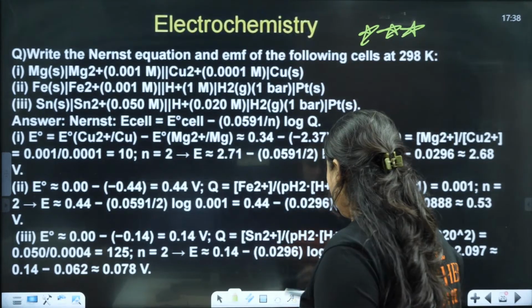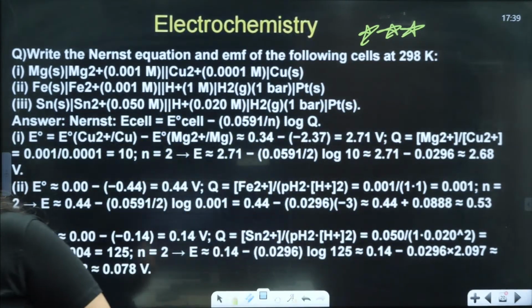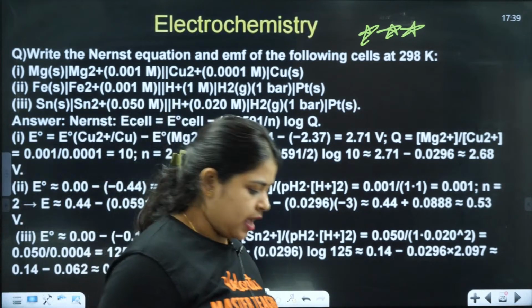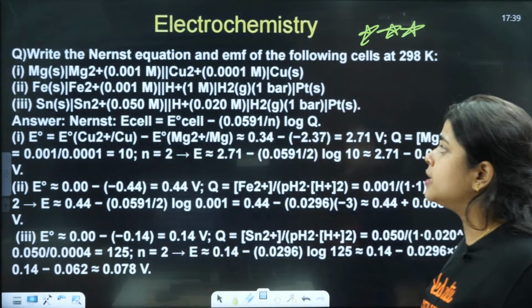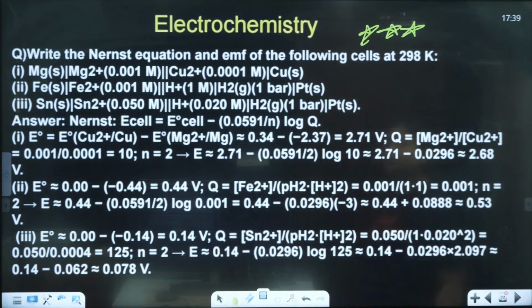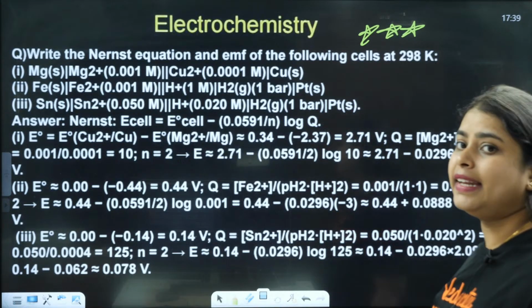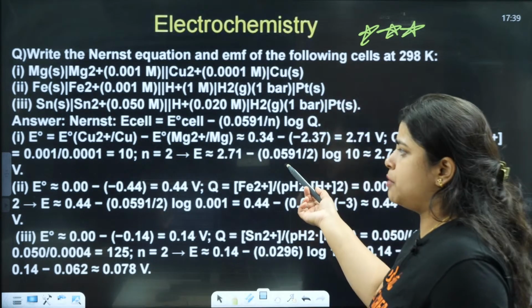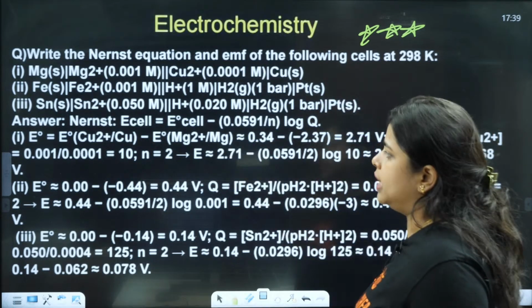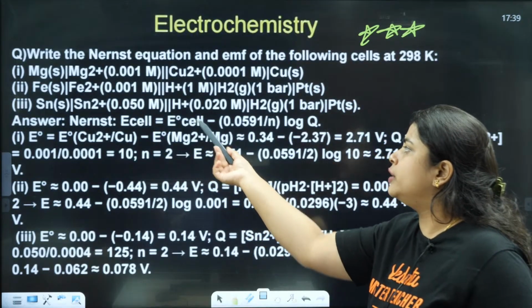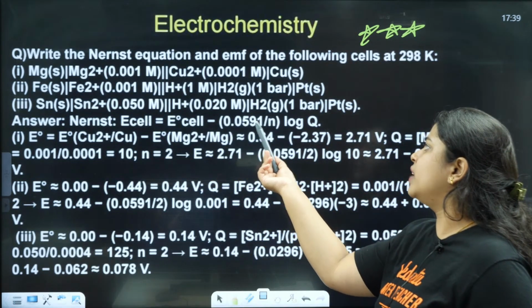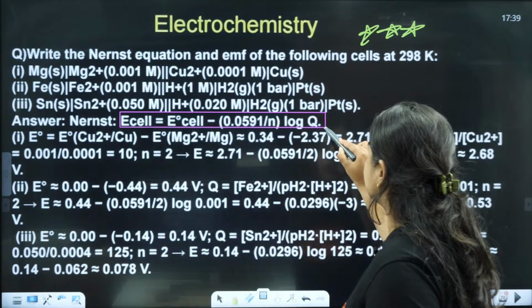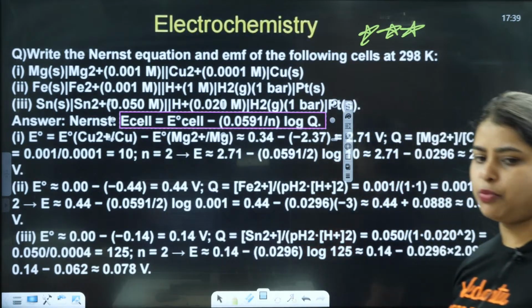About the Nernst equation, I have already told you, in KCET it is short. Even in this it is a completely short question. Consider here: write the Nernst equation and EMF of the following cells at 298 Kelvin. They have given all the equations properly. We need to find E cell equals E0 cell minus 0.0591 divided by n log Q. By using this formula, we need to find the other things. All 4 they have given. You can check it out properly, everyone.